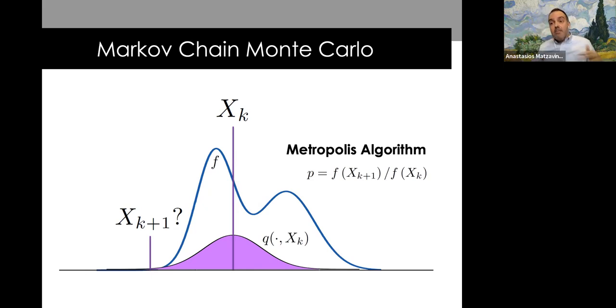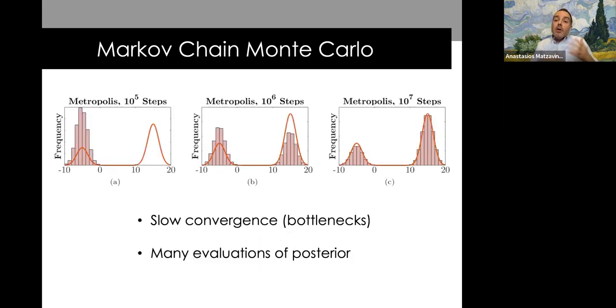How many steps? Mixing estimates do exist for the Metropolis algorithm. All right. Now, the problem with that is that the Metropolis algorithm gets stuck. It converges, all right, that's fine, but it gets stuck for long times if your posterior distribution is multimodal.